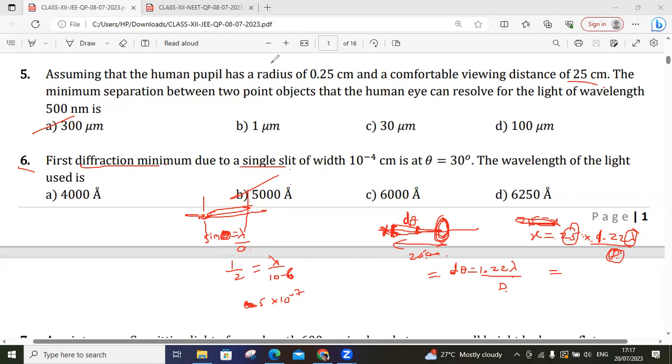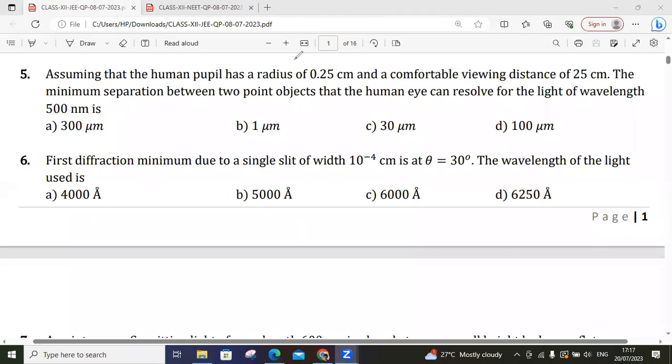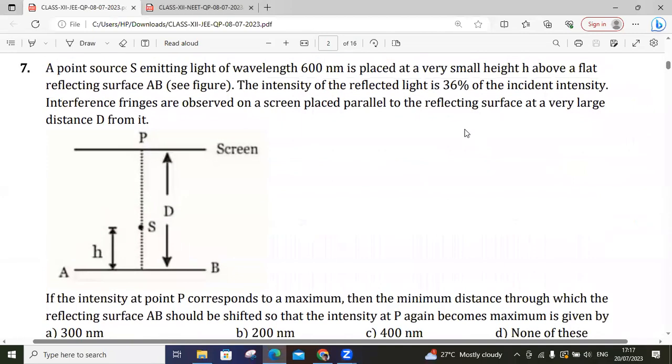Then we go ahead, 7000. So a point source here emitting light of wavelength 600 nanometer is placed at a very small height h above a flat reflecting surface AB. Here this is the reflecting surface. The intensity of reflected light is 36% of the incident intensity. Interference fringes are observed on a screen placed parallel to the reflecting surface at a very large distance d from it. The intensity at point P corresponds to a maximum, then the minimum distance through which the reflecting surface AB should be shifted so that the intensity at P again becomes maximum is given by.